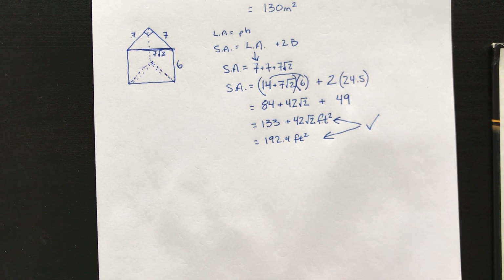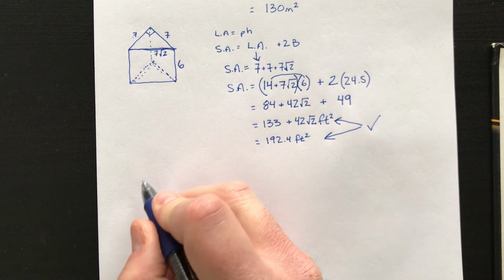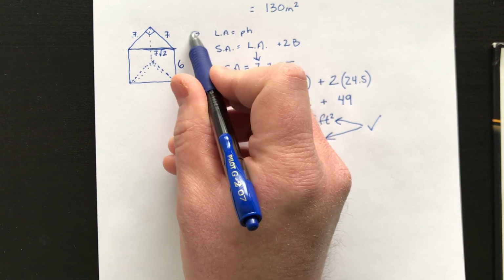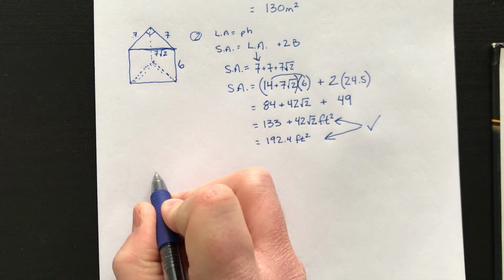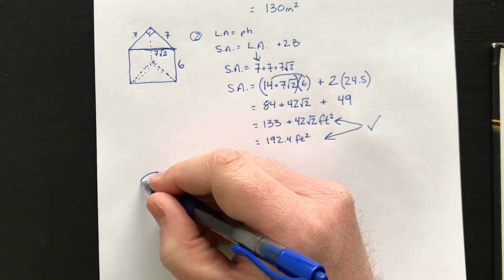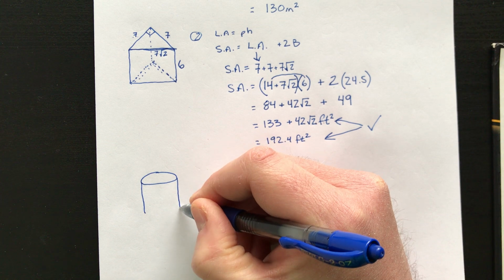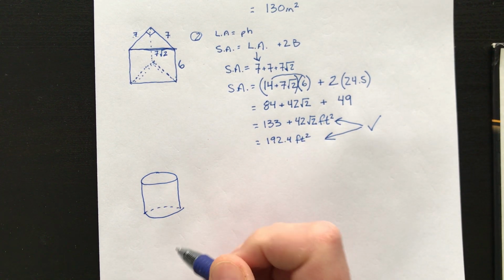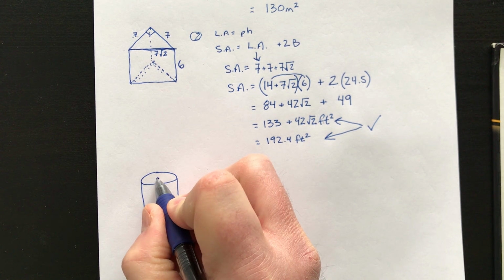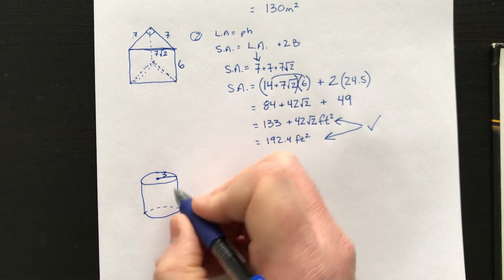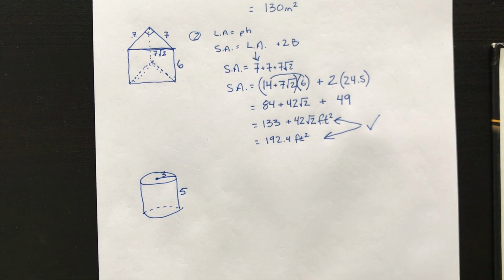Now, let's do the easier problems. The easier problems are cylinders, all right? This problem was number 2. So number 3, they give us a cylinder, which is like a Pringles can. All right, and they tell us the radius here is 3, the height is 5.